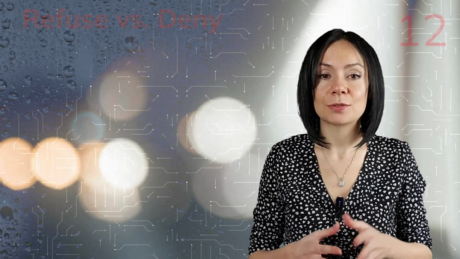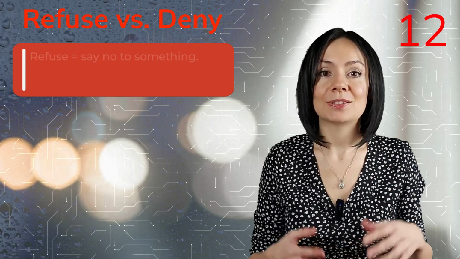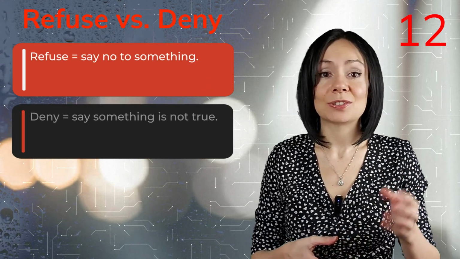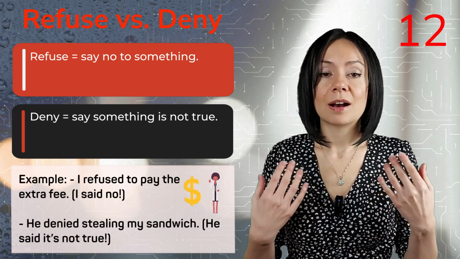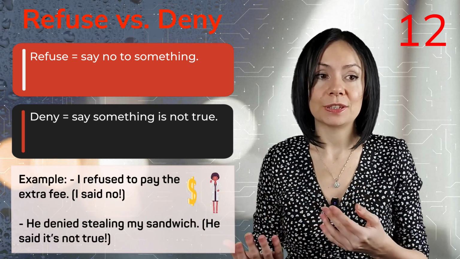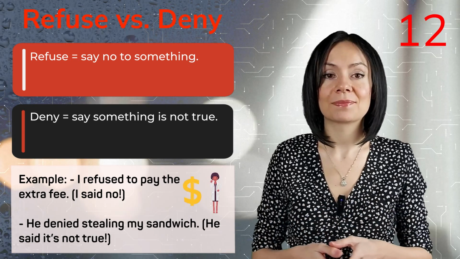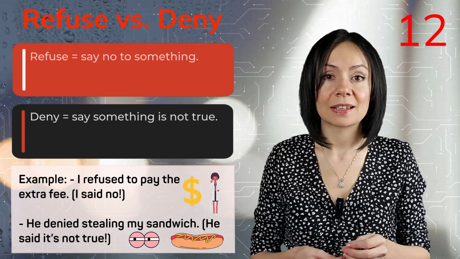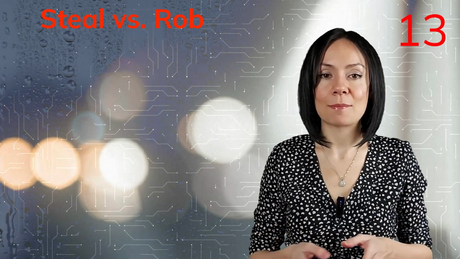Number 12, to refuse versus to deny. To refuse means to say no to something, whereas to deny means to say something is not true. For example, I refused to pay the extra fee, so I said no to paying the extra fee. He denied stealing my sandwich. So he said that he did not steal my sandwich. It was not true.